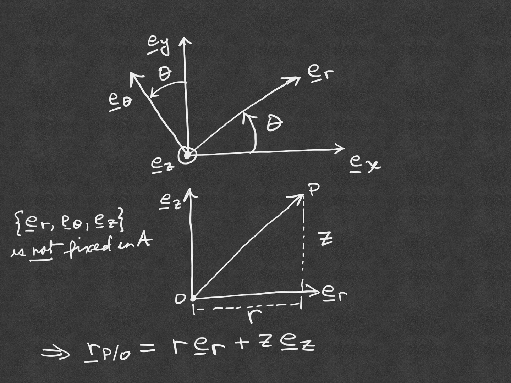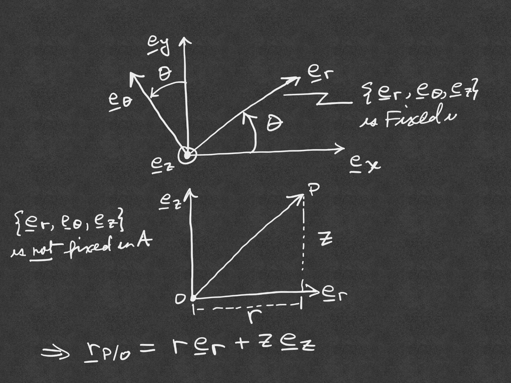So what I'm going to do is define a new frame, and I'm going to define that frame as being B. So I'm going to say that ER, E theta, EZ is fixed in B. So from the information that's given, we can see that B rotates relative to A.